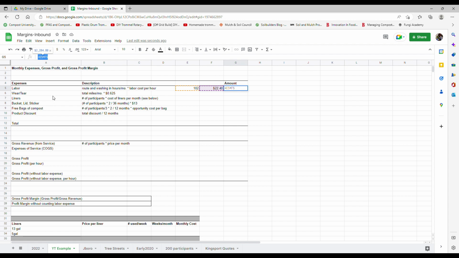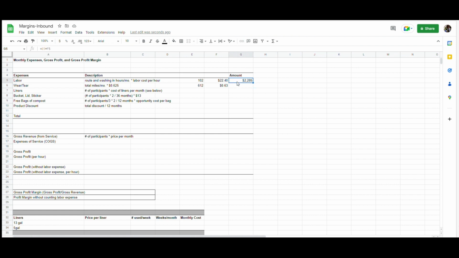Okay, let's move along. Now, the wear and tear on the vehicle, again, total miles per month for me, 612. My routes are not as dense and as efficient as I hope that yours are. And then we put in 62.5 cents. Okay, notice it rounded it to that, but it knows that we meant 62.5 cents. Now, we also want to multiply this. So what we do is I highlight it, I copy it with Control C, and I paste it into here with Control V. Okay, and we're going to keep doing that the whole way down.